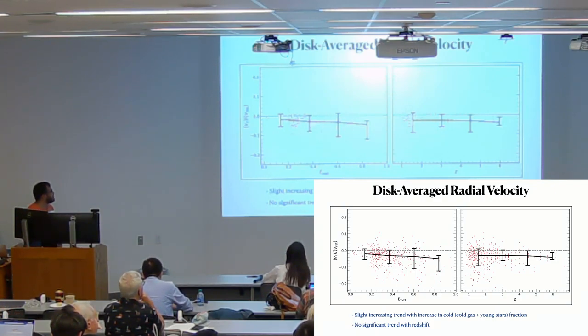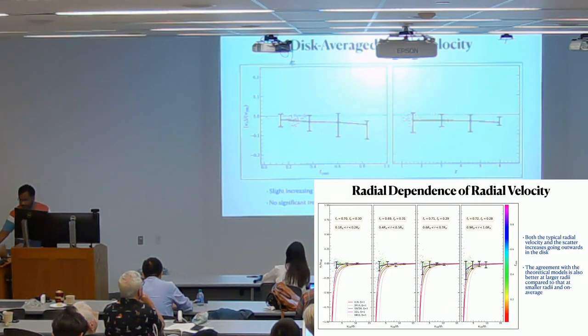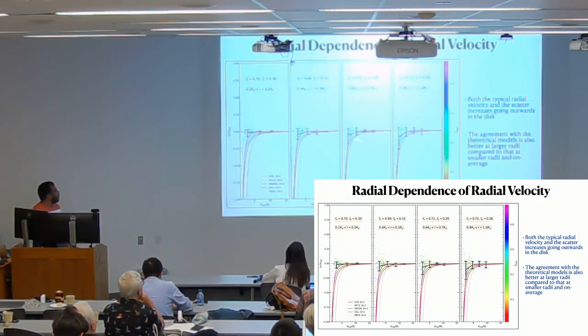It does increase as we increase the cold fraction. There is not much correlation with redshift. Now, what I showed you previously was the disk average radial velocity, and maybe we got low values because we averaged over the entire disk. So we can also look at what happens at different annuli. I'm just showing you 4 different annuli.